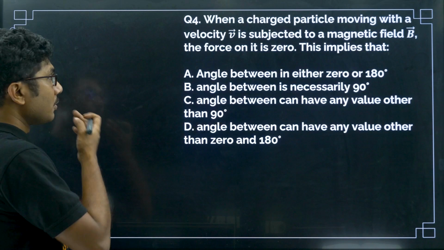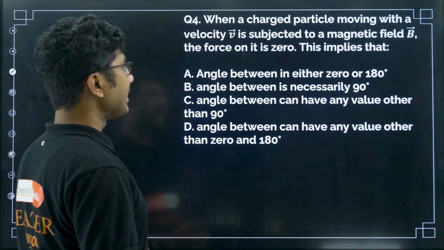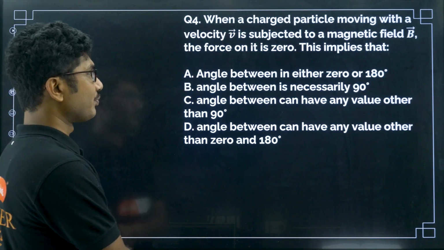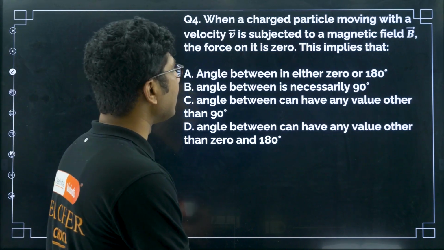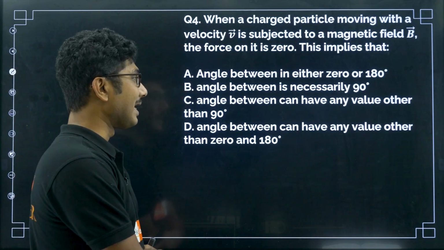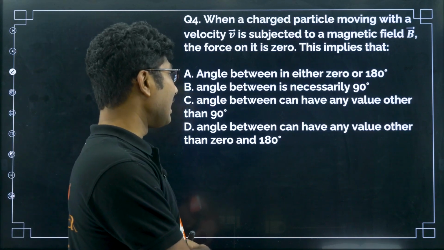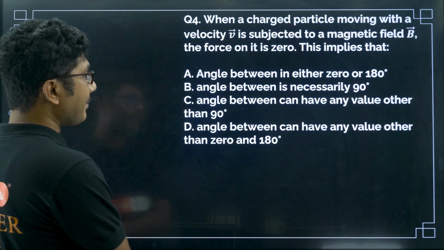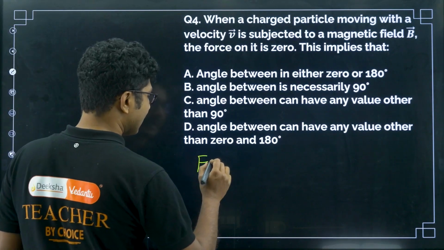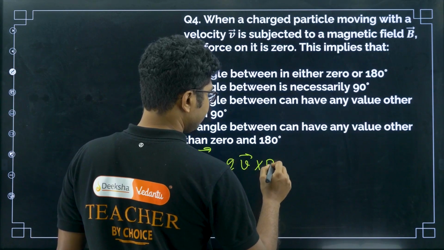Now, let us move on to question number 4. When a charged particle moving with the velocity v is subjected to a magnetic field B, the force on it is 0. This implies that the angle between them is either 0 or 180 degrees; the angle between is necessarily 90 degrees; the angle between can have any value other than 90 degrees; or the angle between them can have any value other than 0 and 180 degrees. Now, we know that force is basically Q v cross B.